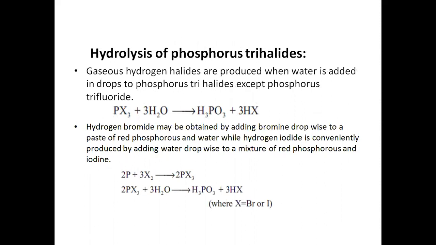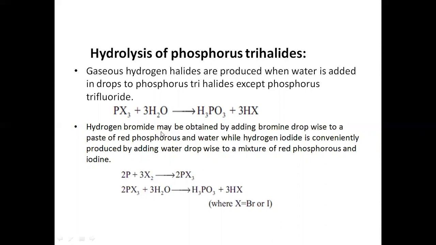Next one is hydrolysis of phosphorus trihalide. Gaseous hydrogen halides are produced when water is added in drops to the phosphorus trihalide. Here X refers to the halogens: any halogen, fluorine, chlorine, bromine, iodine. Except phosphorus trifluoride, all the remaining phosphorus trihalides react with water and give phosphoric acid and the hydrogen halide.